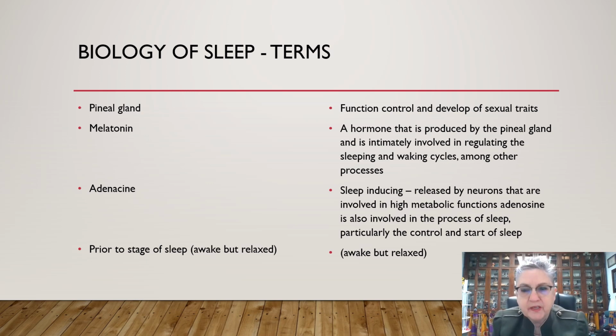So as we get started, the first one I have listed is the pineal gland, and that's the function for the control and development of sexual traits. Melatonin is another big one. Melatonin is a hormone that's produced by the pineal gland and is involved in regulating the sleeping and waking cycle, among other things. Adenosine is sleep-inducing. It releases neurons that are involved in metabolic functions, and adenosine is also involved in the process of sleep, particularly in the control and start of sleep. The next one I have listed is just prior to going to sleep. It's called awake but relaxed.